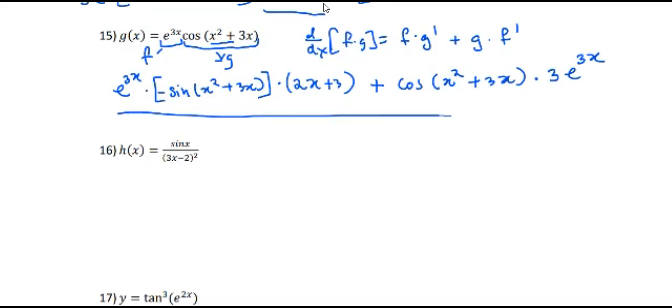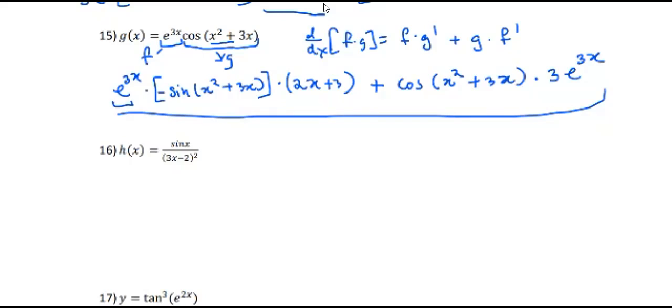I mean, it's a bit tricky, but if you just think about it, you're multiplying two functions. One is very easy. f is a very simple function. g is a very complicated, like a composite function. And so we take f, e to the 3x, and multiply that by the derivative of g. And remember to find the derivative of g.